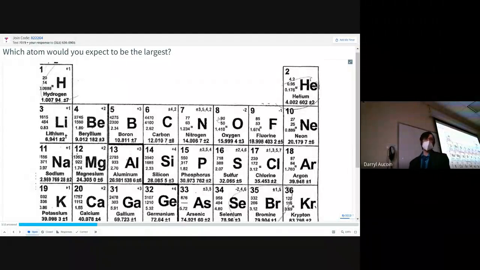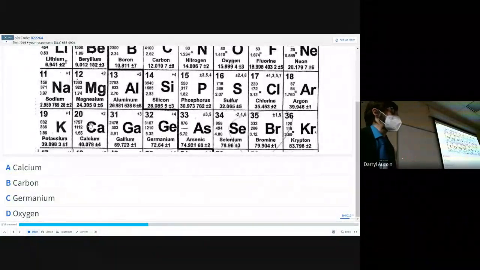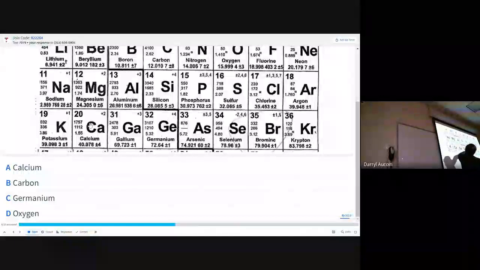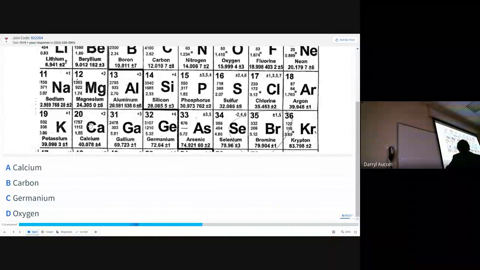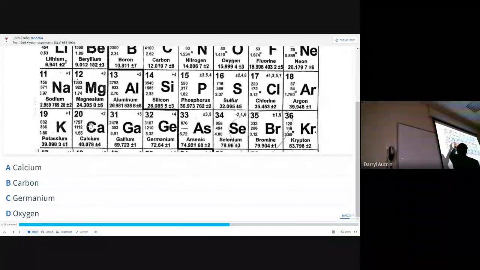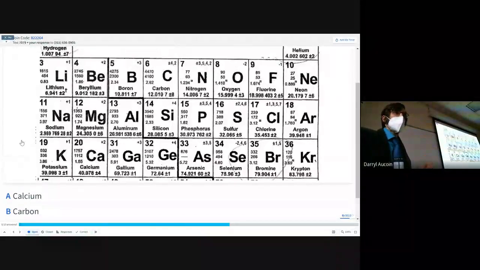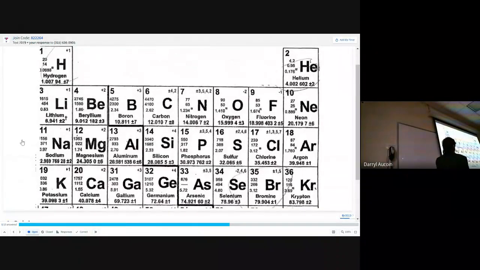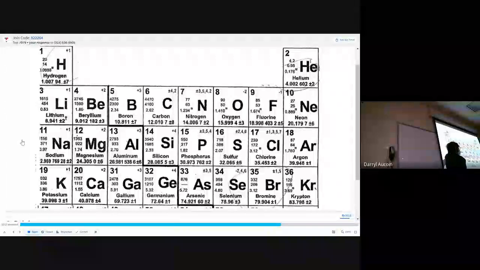And then you can work your way up. So this was giving some example atoms, and it gave 4 choices, right? We had the atom calcium, which was right here. Carbon is right here. Germanium right here. And oxygen up here. So 1, 2, 3, and 4. And it was asking, which one of these do you think would be larger based on those trends we talked about before? Again, knowing that things that are higher up are smaller than things that are down low, and that things on the right side are smaller than things on the left side over here.